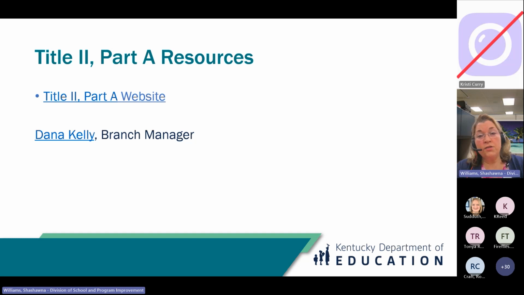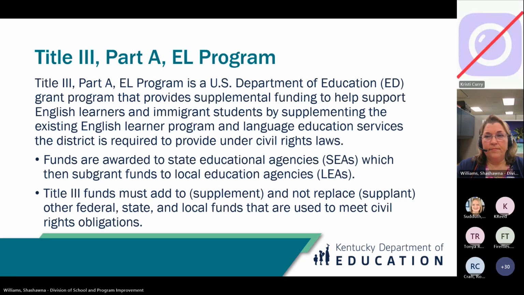Does anyone have any questions over Title II, supporting Title II with your Title V funds? I'll give you a minute to drop those in the chat. Okay, so again, if you think of anything for one or two, feel free when we break again to drop that in the chat.